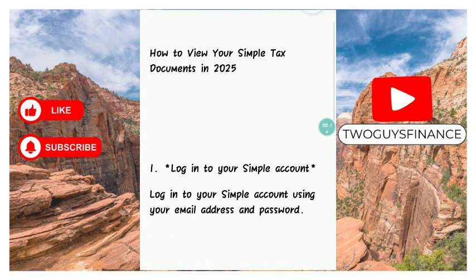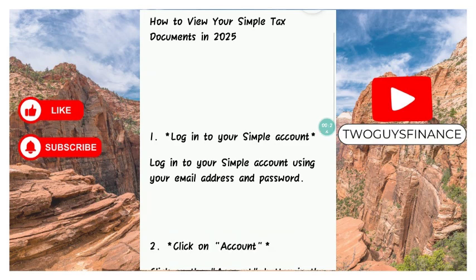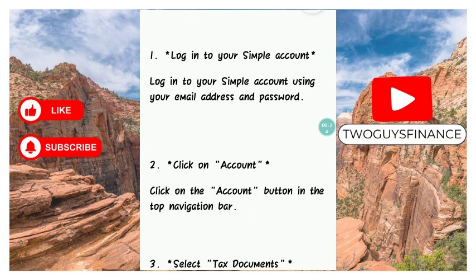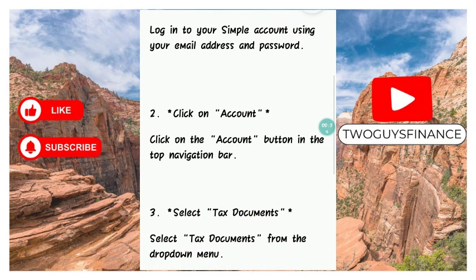Now the first step, of course, is going to be to log into your Simple account. You just go onto Simple's website and you can log into your account using your email address and your password. And once you're logged into your account, you're just going to click on the account button that's in the top navigation bar. And once you've chosen that, from the drop down menu, you're going to select tax documents.